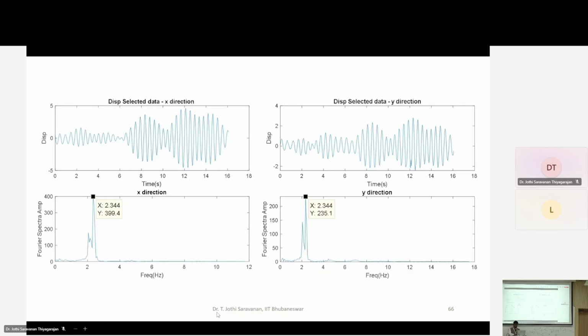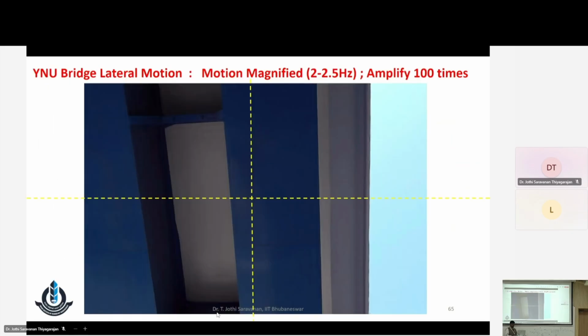So let me just go to one slide. For example, if you observe the topic, I would have given motion magnification 2 to 2.5 hertz. That is something called the band pass filter, which I am fixing. You understand? So that means for a particular structure, if I want to excite a particular mode or a particular frequency that I want to extract, I should know that range. Then only this method is going to give us good results.